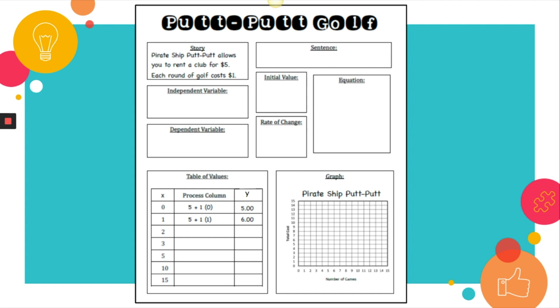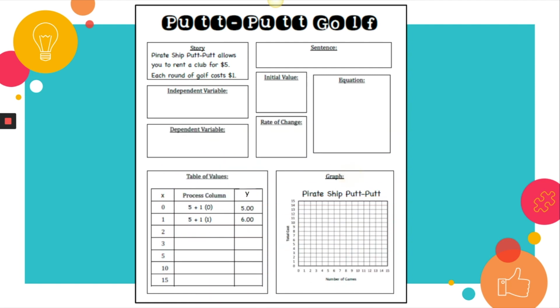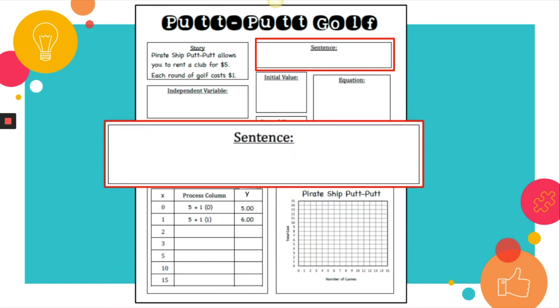So for the putt-putt golf, we're going to take a look at each individual part, because once you see this, then the other scenarios just duplicate this process. So first, you have the story, and the story is given. Next, you want the students to take that story and sum it up in their own words.